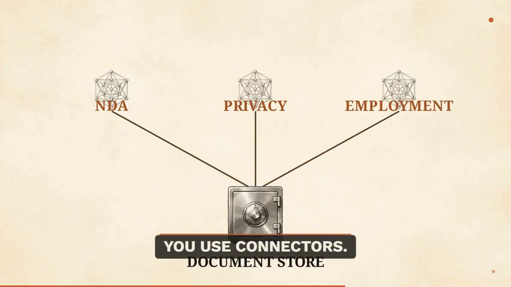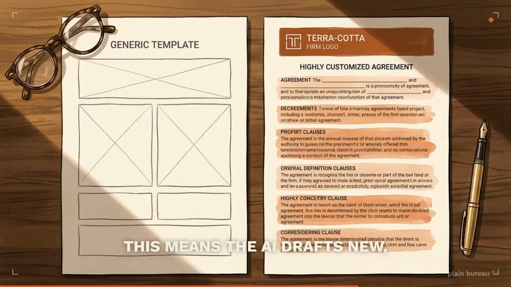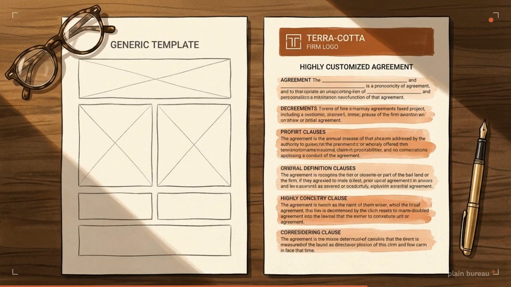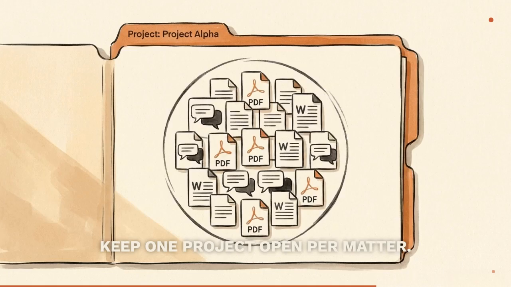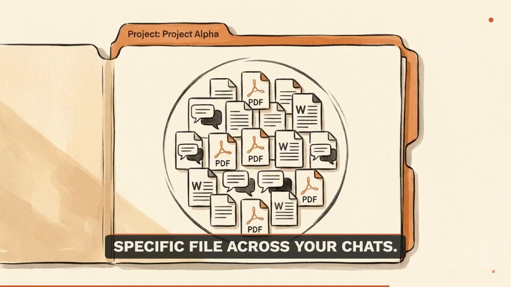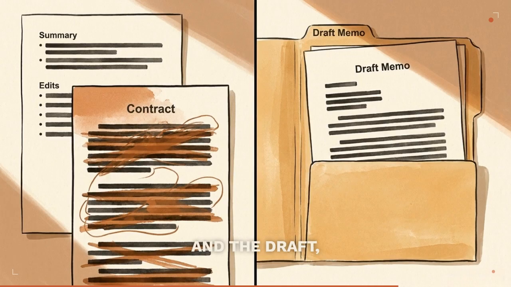Next, you use connectors. These link Claude directly to your firm's Google Drive, SharePoint, or document management system, so it can access prior matters. This means the AI drafts new, precedent-grounded documents based on your firm's actual prior work, rather than relying on generic boilerplate templates. Keep one project open per matter. This ensures all the documents, the history, and the context travels securely with that specific file across your chats. When you combine these 3 tools, the read, the redline, and the draft stop being manual climbs. They become a fully connected, precedent-grounded system.